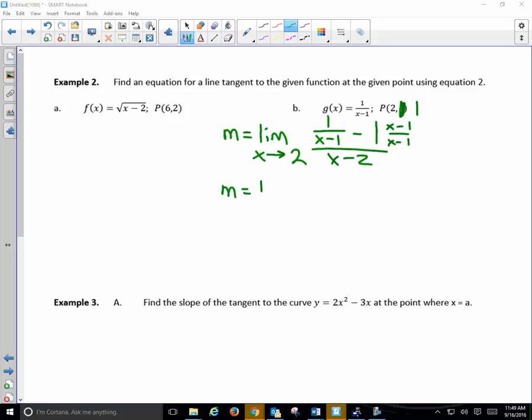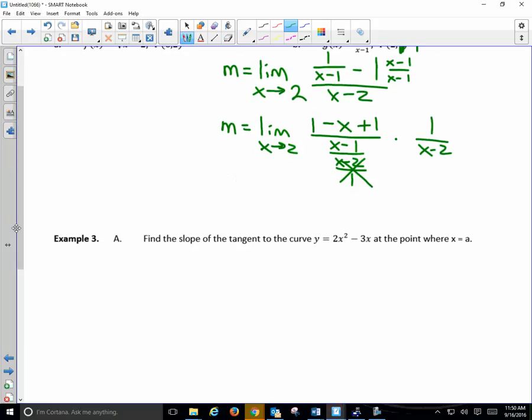I'm going to get the slope is equal to the limit as x goes to 2 of 1 minus x plus 1 over x minus 1, over 1 multiplied by the reciprocal. Slope is equal to the limit as x goes to 2 of, I have a 2 minus x over x minus 1 times 1 over x minus 2.